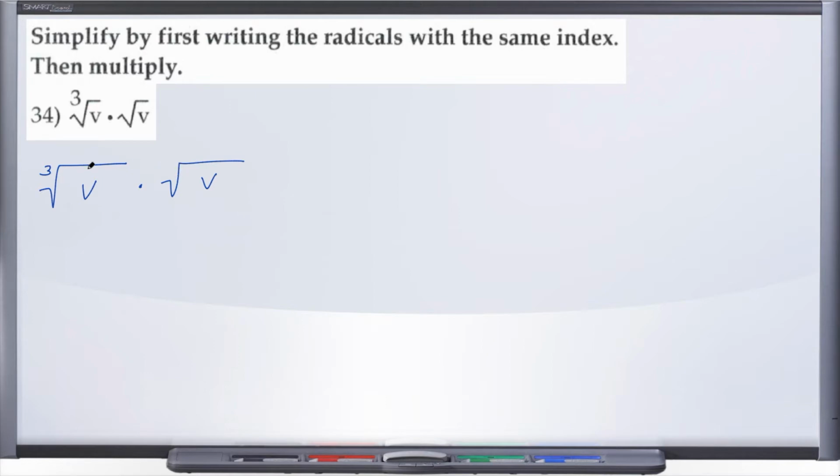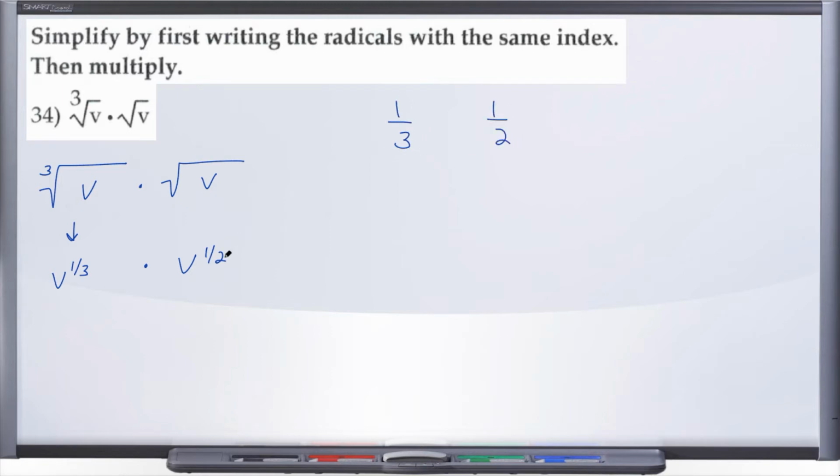Well, we know that we can't multiply these two radicals straight away because we have different roots, don't we? We have a cube root here and a square root here, so we can't multiply the radicals straight away. So let's go ahead and first rewrite each of these radicals in exponential form. And that'll be v to the 1/3 here times v to the 1/2 here. And so here are the rational exponents that we're working with, 1/3 and 1/2.